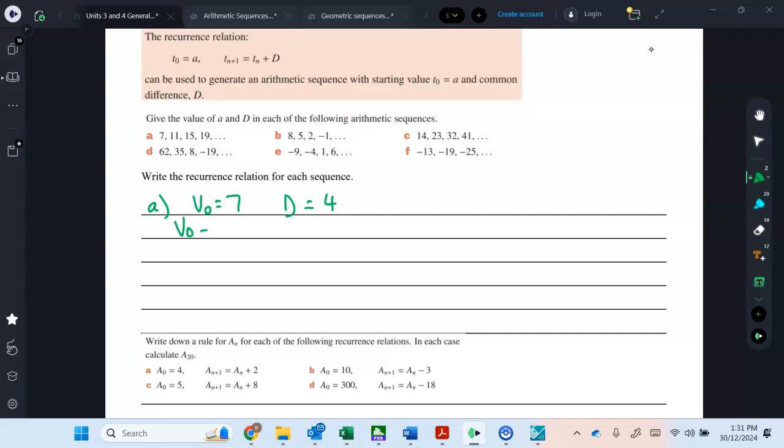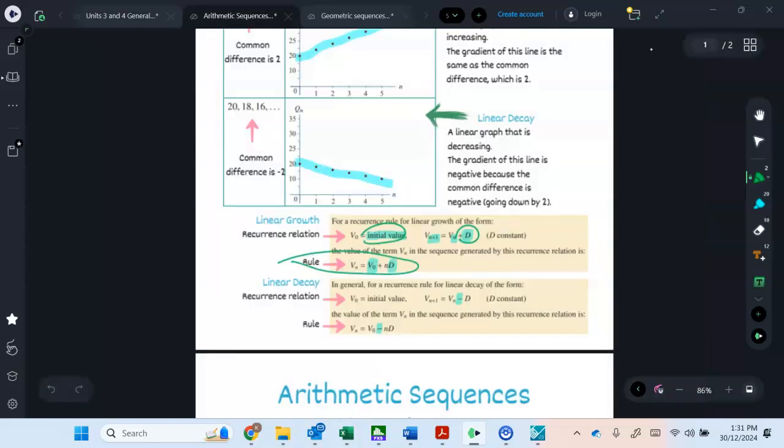So remember with any recurrence relation, you must have the V0 part. All right, if you don't, it's wrong. And then we've got Vn plus 1 equals Vn. Remember that's common for every arithmetic sequence recurrence relation. And then we've got that plus 4 on the end.